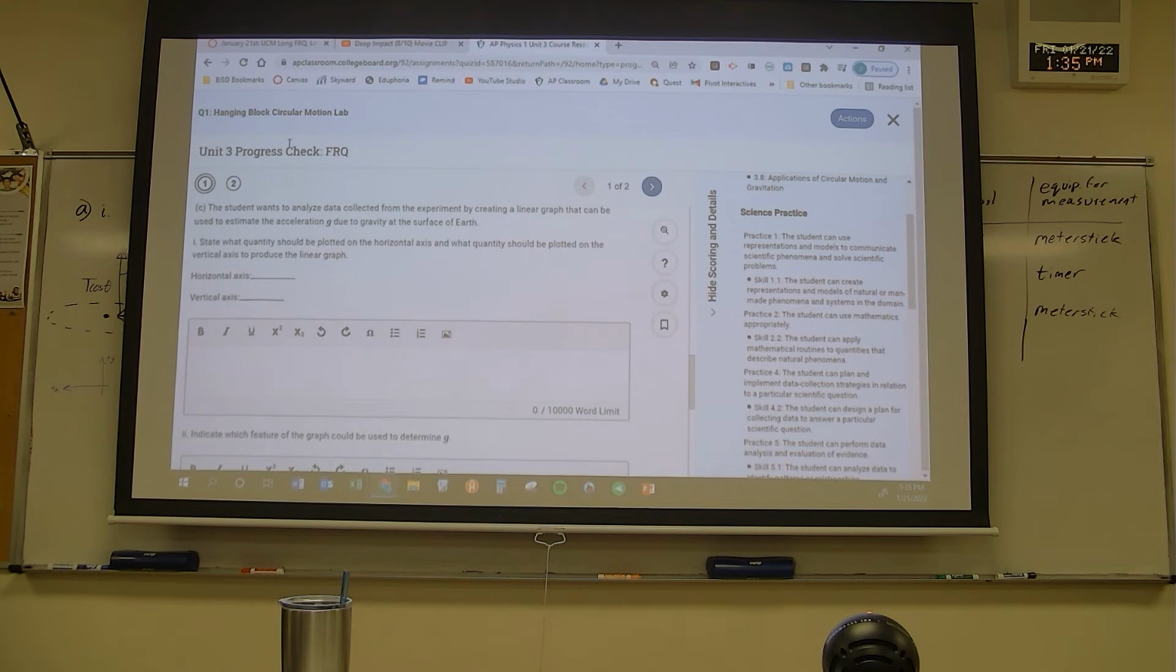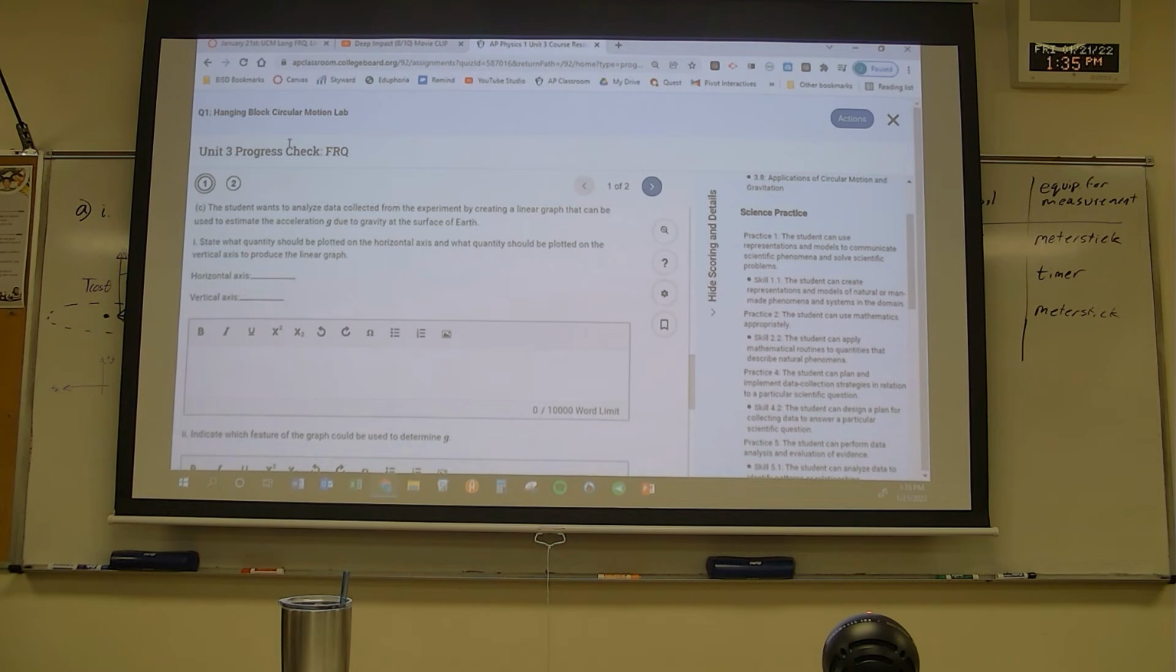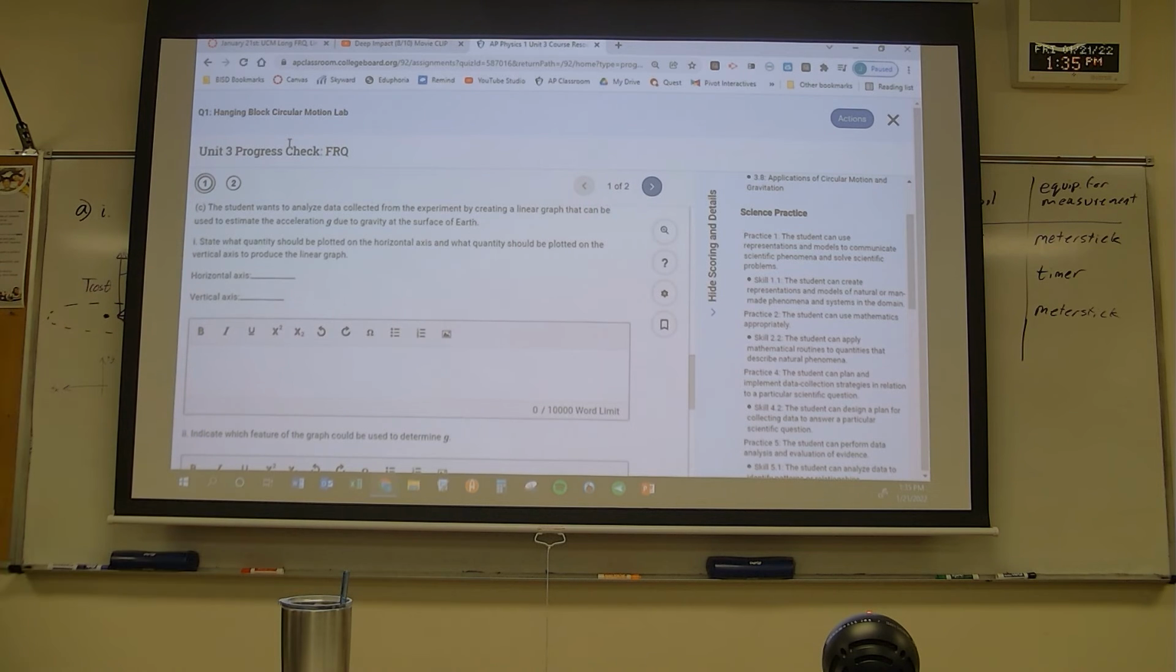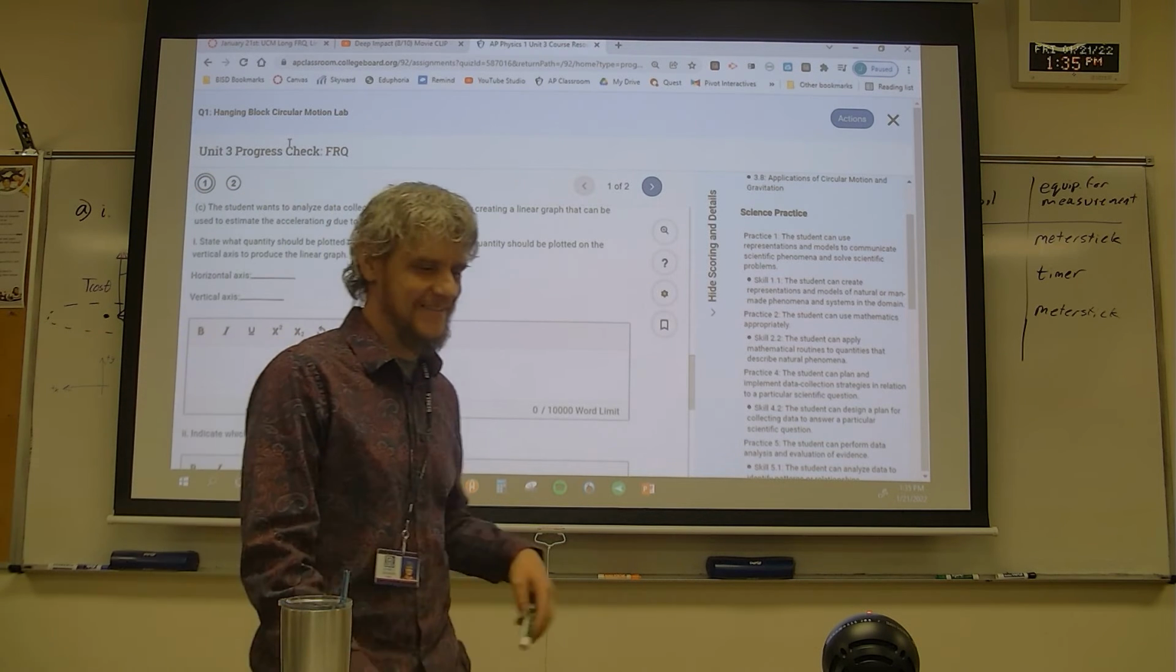The student wants to analyze data collected from the experiment by creating a linear graph that can be used to estimate the acceleration g due to gravity at the surface of Earth. And this is a weird question, but we're going to explain what it means. State what quantity should be plotted on the horizontal axis and what quantity should be plotted on the vertical axis to produce the linear graph. Okay. What does that mean?